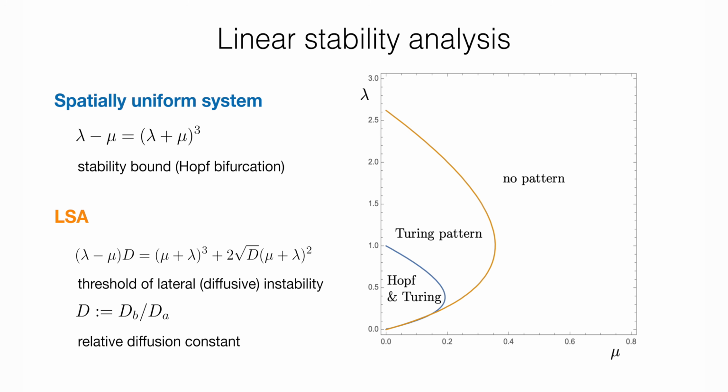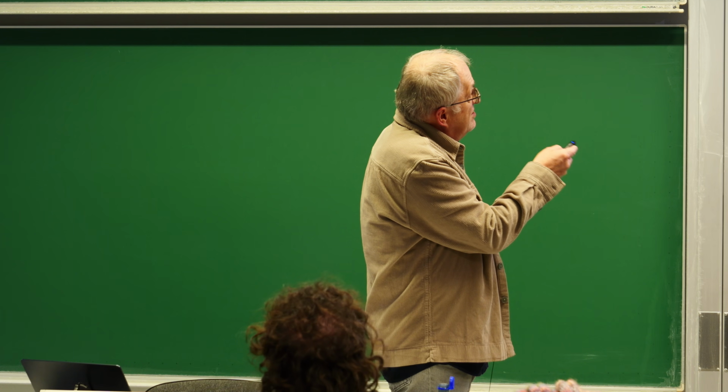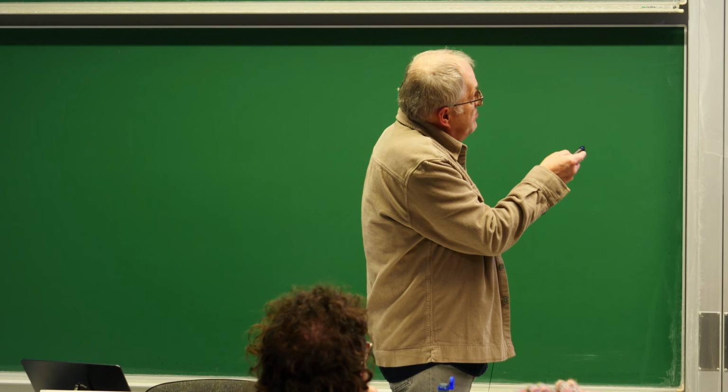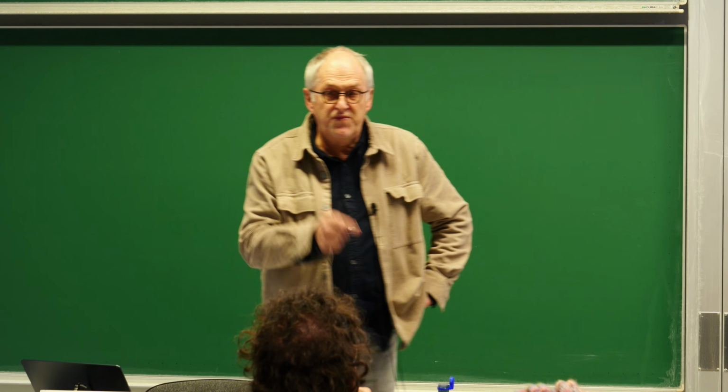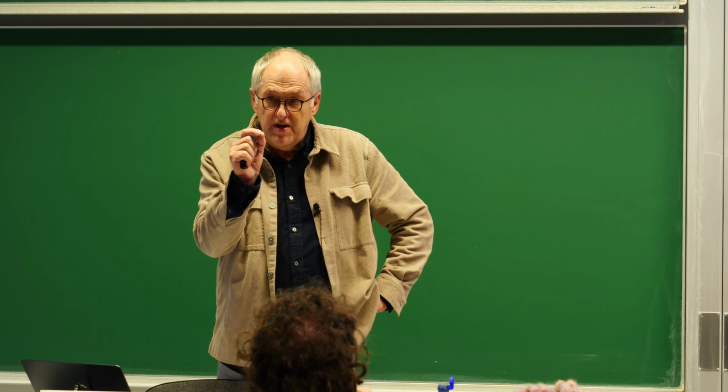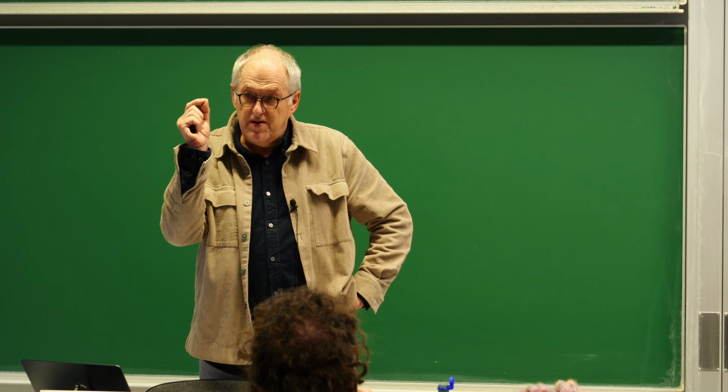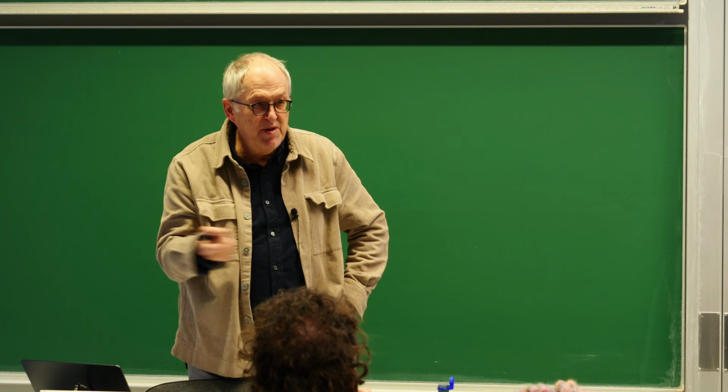And let me show you now the corresponding phase diagram in a second. So let me go back here. If you do linear stability analysis, you can perform the corresponding analysis, and you find that for that condition here, lambda minus mu is lambda plus mu to the third power. There's a stability bound for this fixed point that I showed you, where it becomes unstable. And when it becomes unstable, you have a limit cycle.